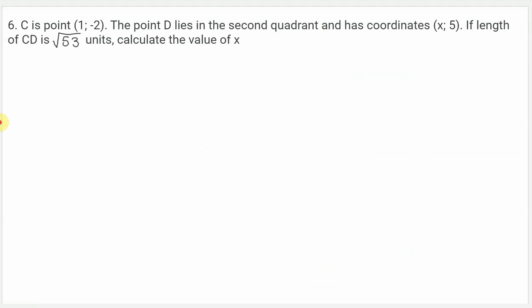Well, this one doesn't have a diagram, so it means that you can just try and understand what this question wants you to do. So we can see that we are given that point C has a coordinate of 1 and 2. So not 2 but negative 2. So you can write that and say C is (1, negative 2). And then they say point D lies on the second quadrant and has a coordinate of (x, 5). So it means D is (x, 5).